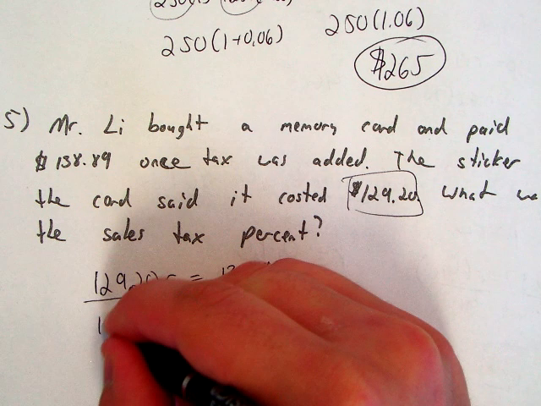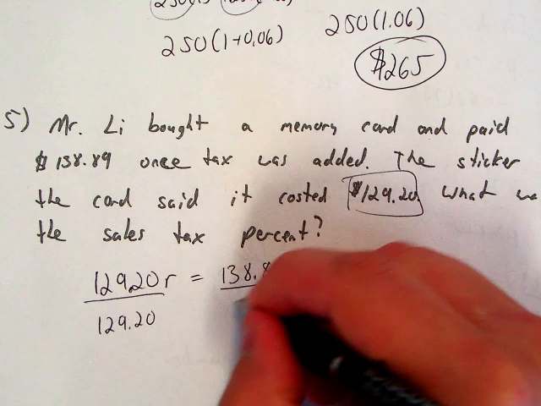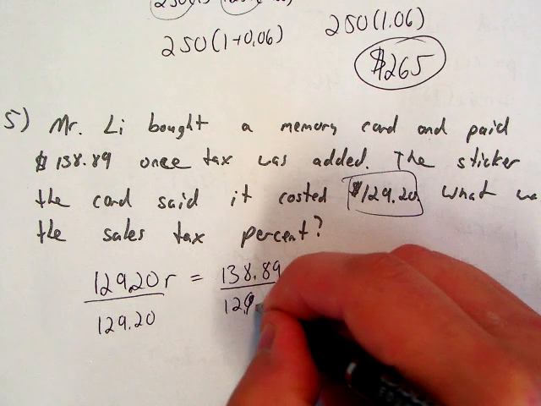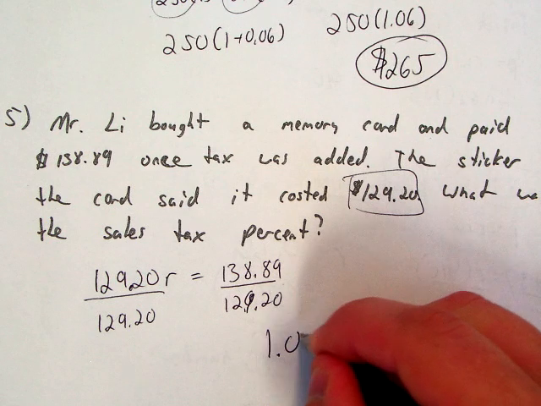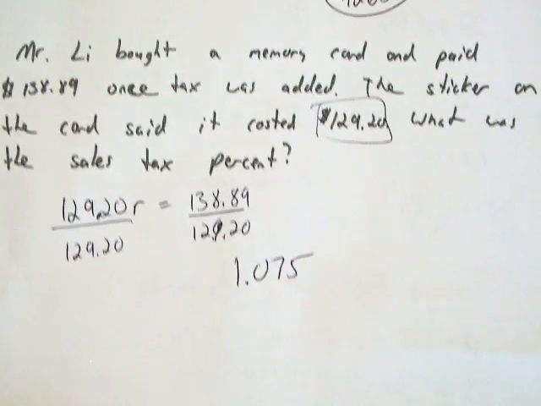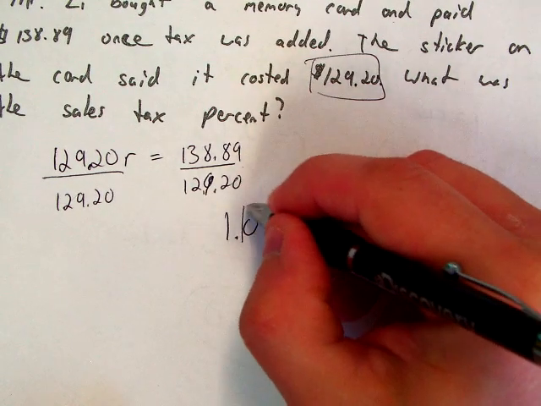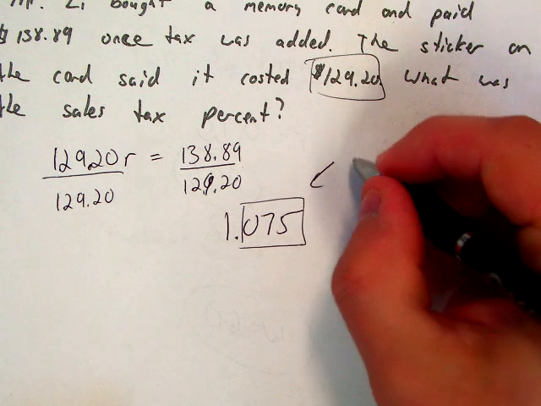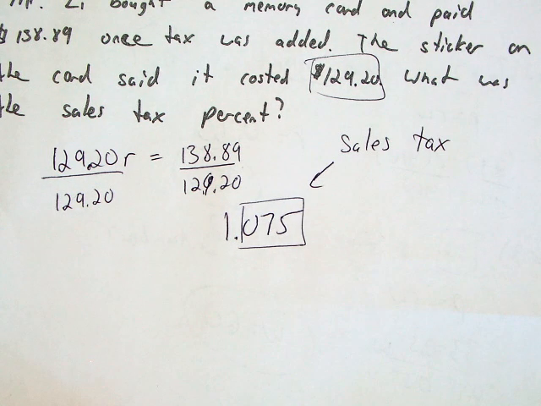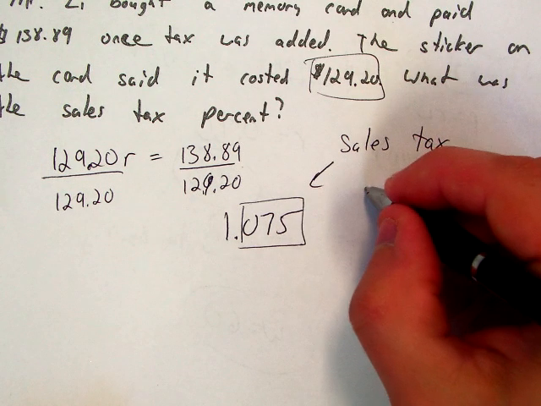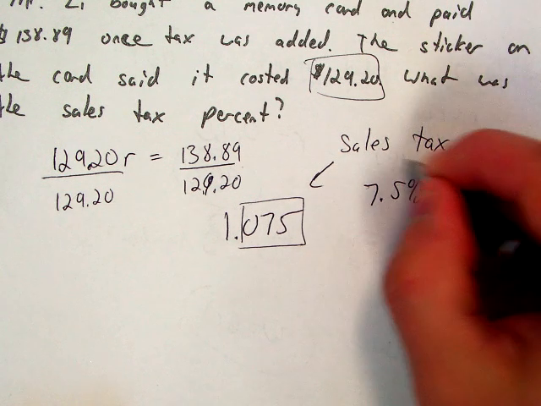Now, if I want to divide both sides by 129.20 in order to get the R by itself, I would find that $138.89 divided by $129.20 is 1.075. This right here is the sales tax. Now remember, that's as a decimal, so I have to move it over. So this is really 7.5% sales tax.